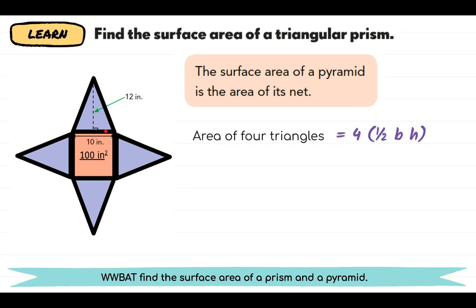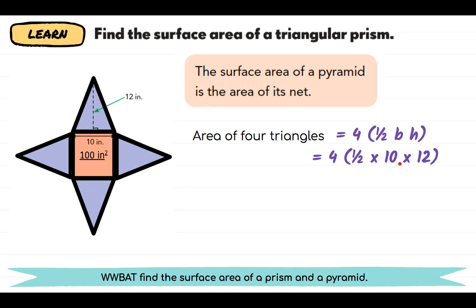We start off by writing the formula. The formula of a triangle is 1/2 times base times height. And because we have four of them, we can put that 1/2 times base times height inside the parentheses and put 4 in the front because we have four groups of these triangles. So the base of this triangle is 10 inches and the height is 12 inches. So now I have 4 times 1/2 times 10 times 12.